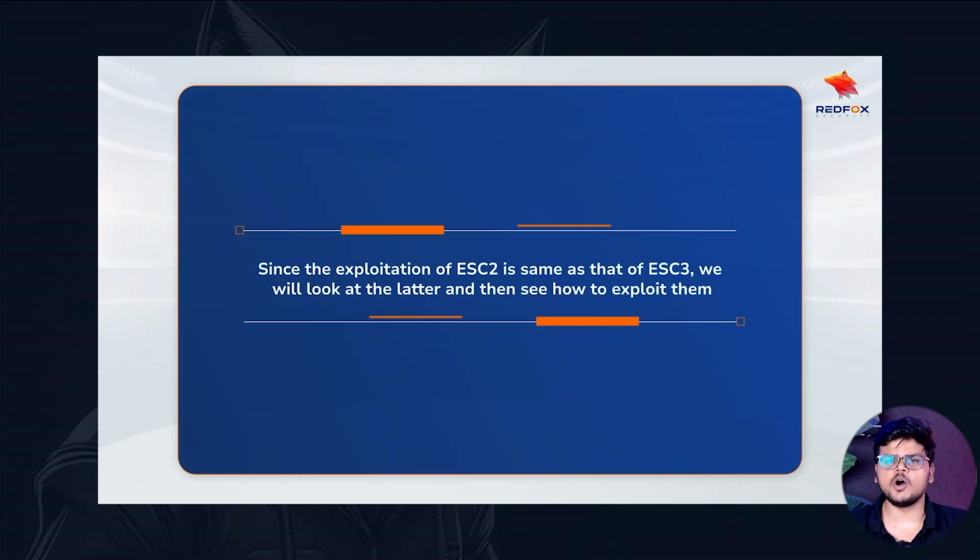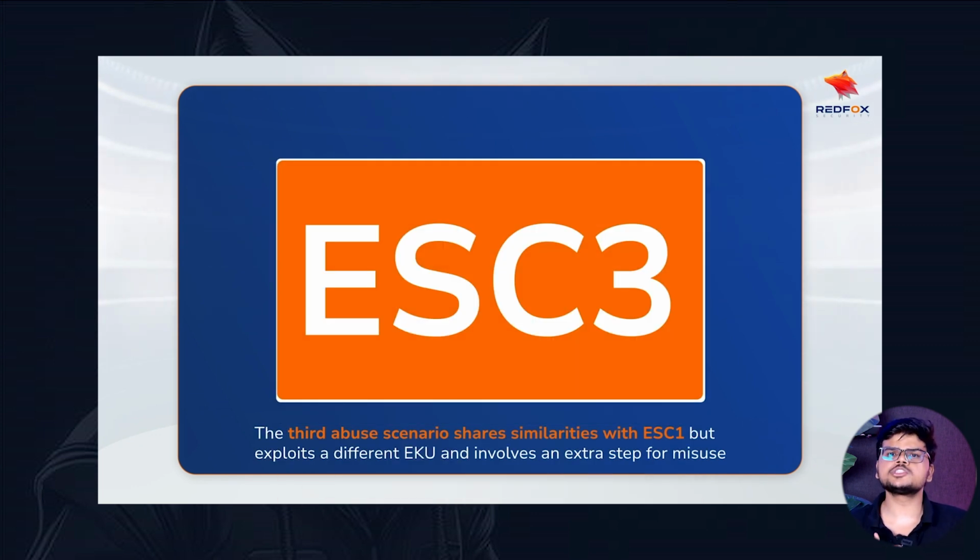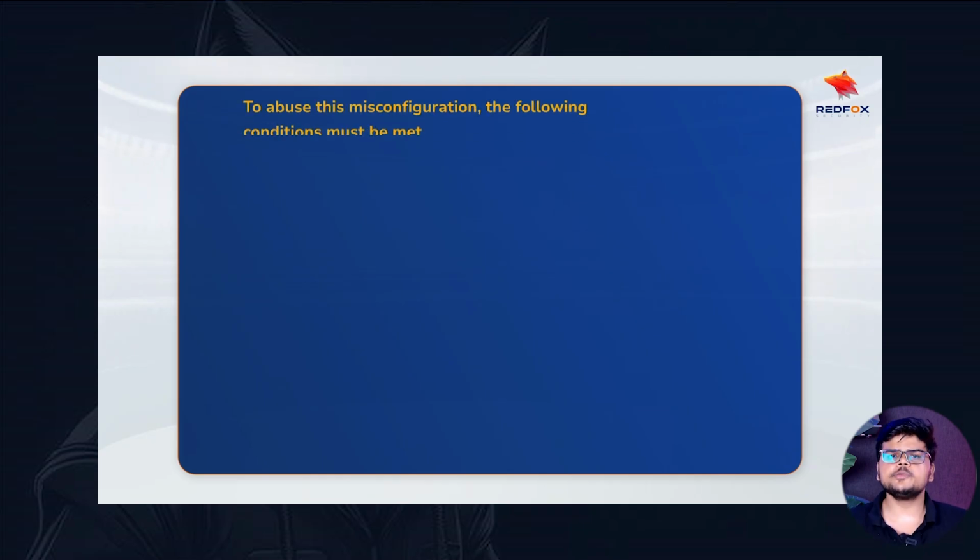Since the exploitation of ESC2 is the same as that of ESC3, we will look at the latter and see how to exploit them. Let's talk about ESC3. The third abuse scenario shares similarities with ESC1 but exploits a different EKU and involves an extra step for misuse. To abuse this misconfiguration, the following conditions must be met.